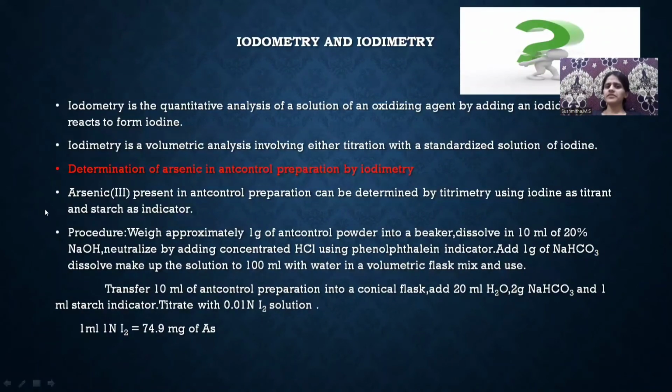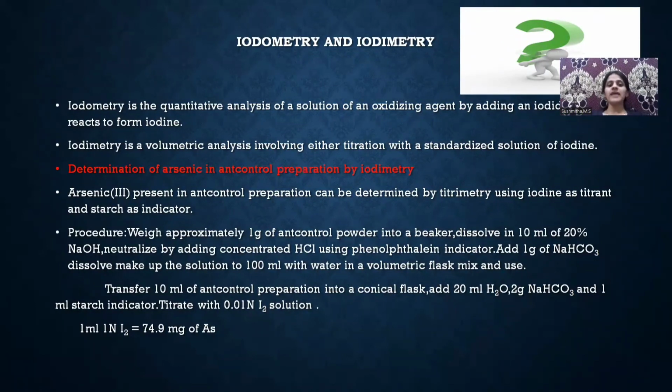What is the difference between iodometry and iodimetry? Iodometry is the quantitative analysis of a solution of an oxidizing agent by adding an iodide to form iodine. Iodimetry is a volumetric analysis involving titration with a standardized solution of iodine. Let us take one example: determination of arsenic in ant control preparation by iodimetry.